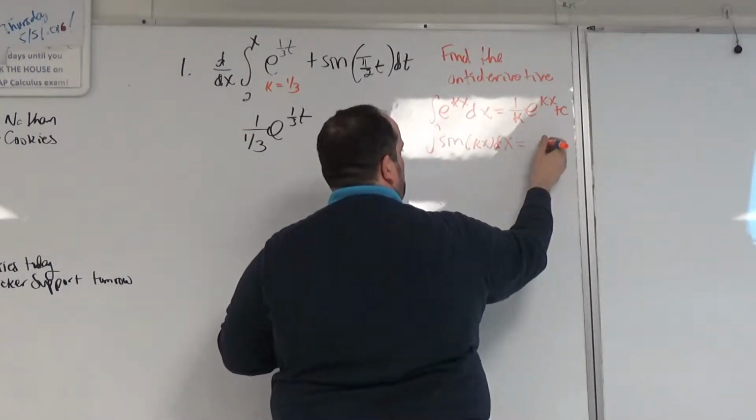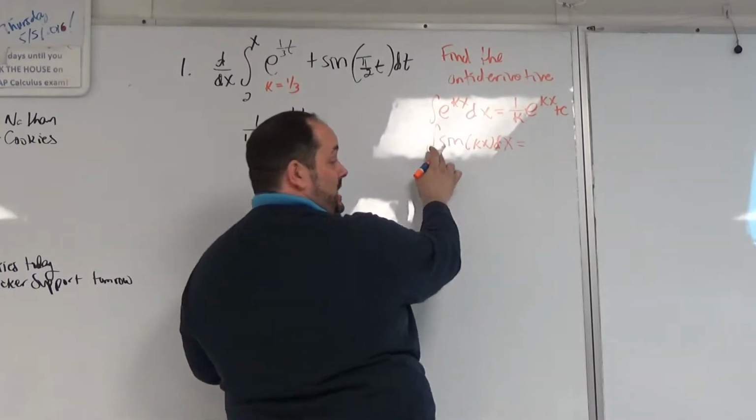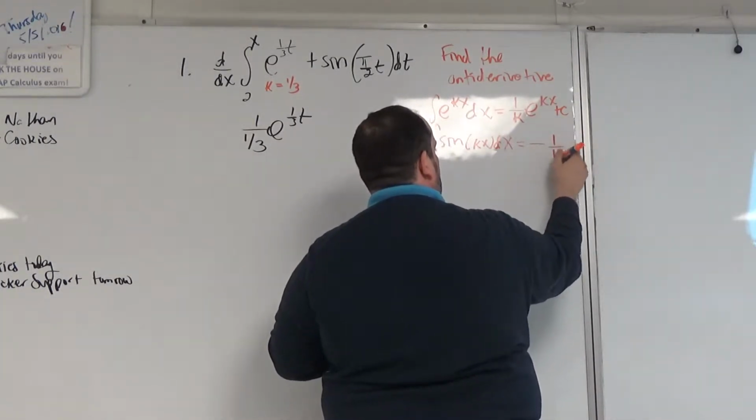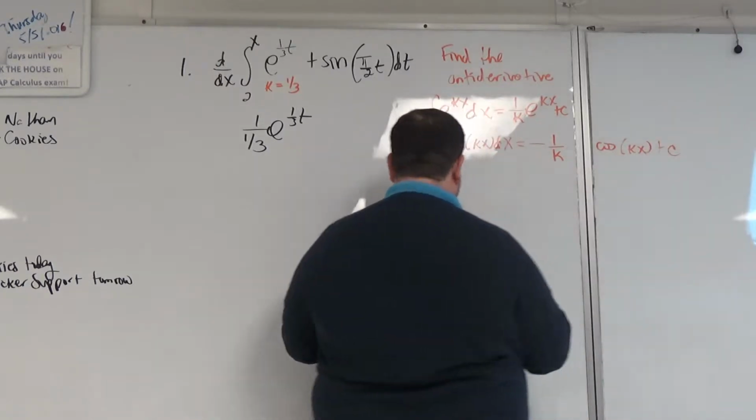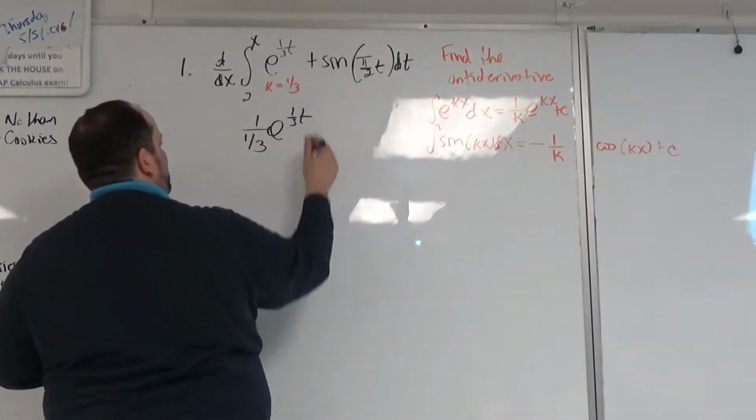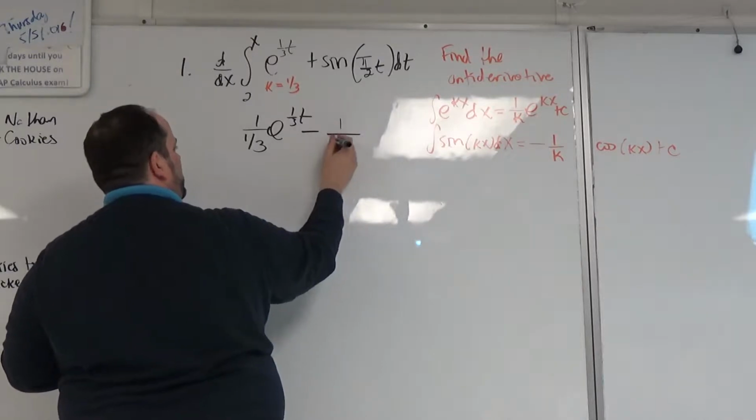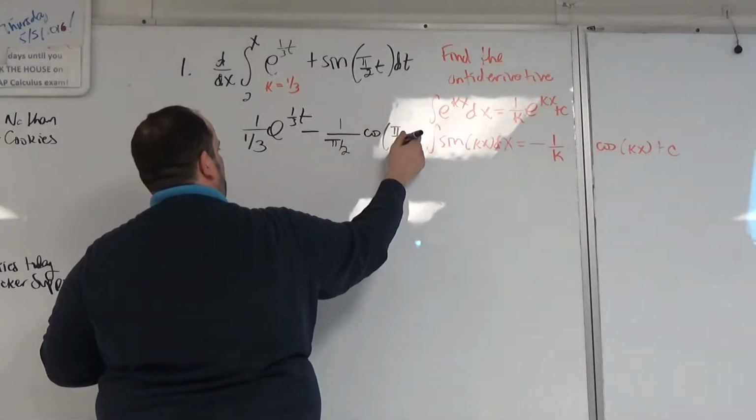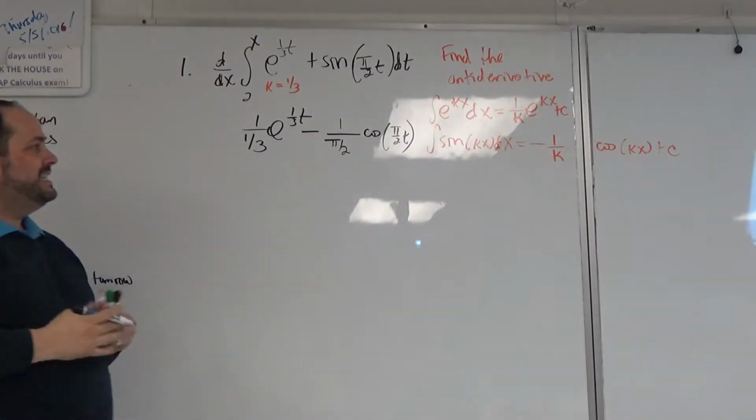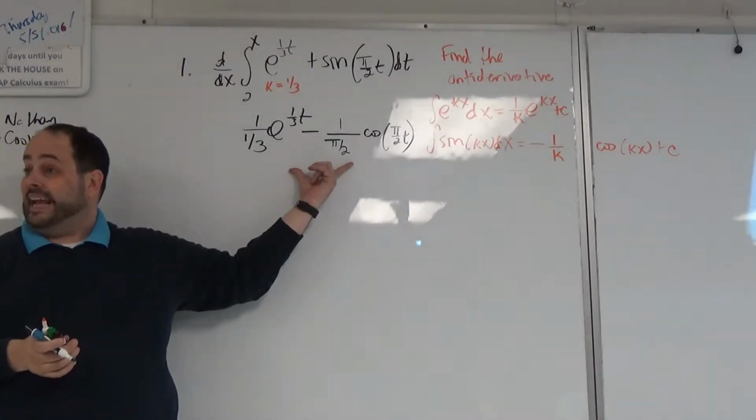Negative, 1 over k. The antiderivative of sine kx is negative 1 over k cosine kx plus C. So the antiderivative here is negative 1 over pi over 2 cosine pi over 2 t. All that was to find the antiderivative.